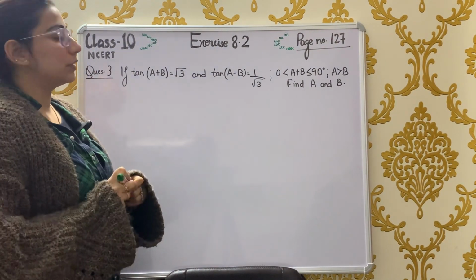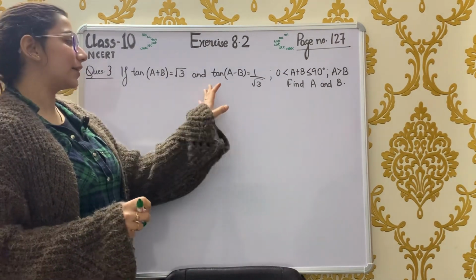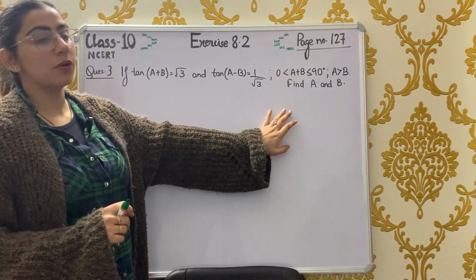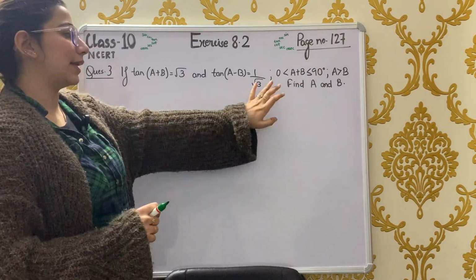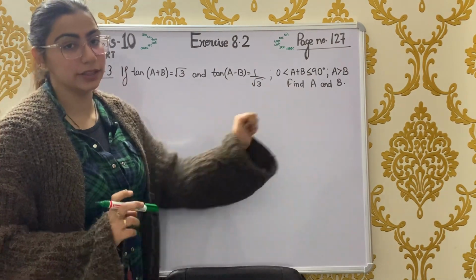Now, in question 3, we are given that tan(A + B) is equal to root 3 and tan(A - B) is equal to 1 by root 3. A + B ranges in the value of 0 to 90 degrees, and angle A is greater than angle B, and we need to find angle A and angle B.